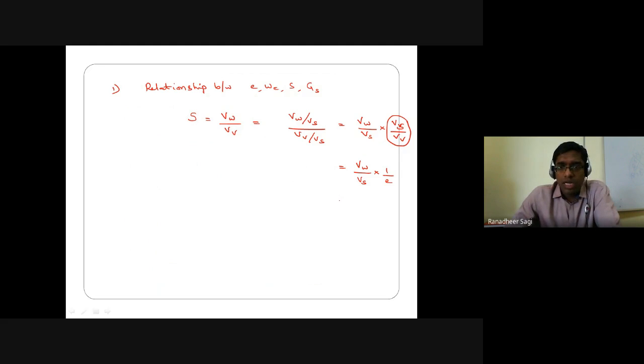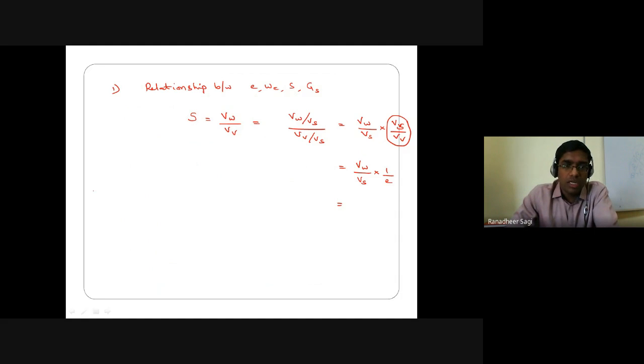Next, I'll try to rewrite my other terms also to get a relationship, because I wanted my expression in terms of void ratio, water content, degree of saturation, and the specific gravity of soil solids. I don't want the other terms to remain in that expression. So in the process, how do I rewrite or modify them? Volume is what I can write it as.